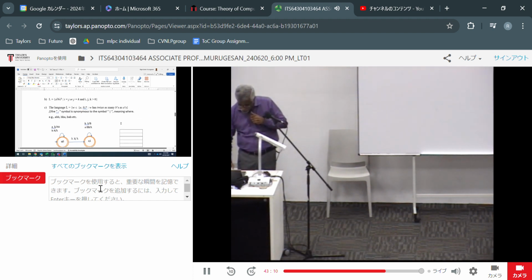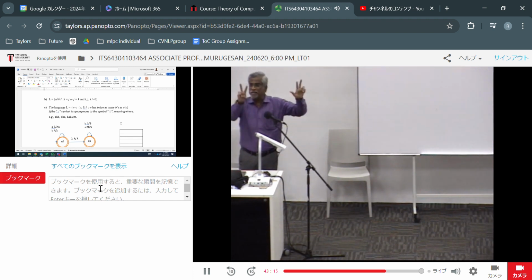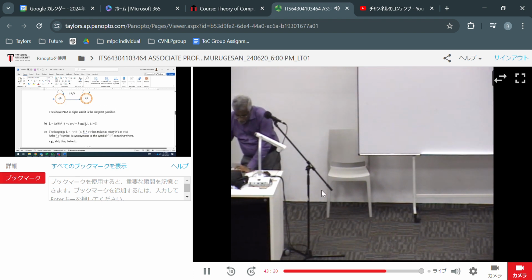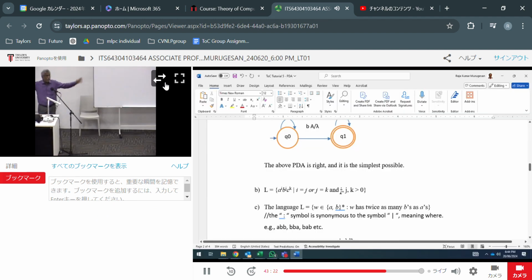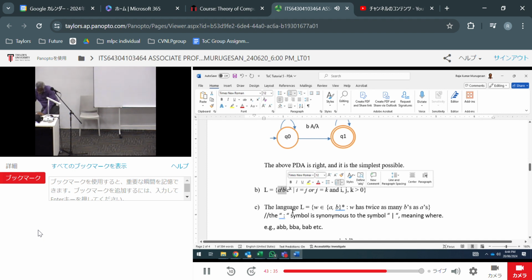Here also, I is equal to J or J is equal to K. I is equal to J means the number of A's and B's must be equal. I need to count. I don't care about the number of C's. So I need to count the number of A's so that I can produce the same number of B's. So I am literally counting. When J is equal to K, I need to ensure the number of B's and C's are equal. So I need to count the number of B's so that I can produce the same number of C's. Number of A's I don't care, because I is equal to J or J is equal to K.